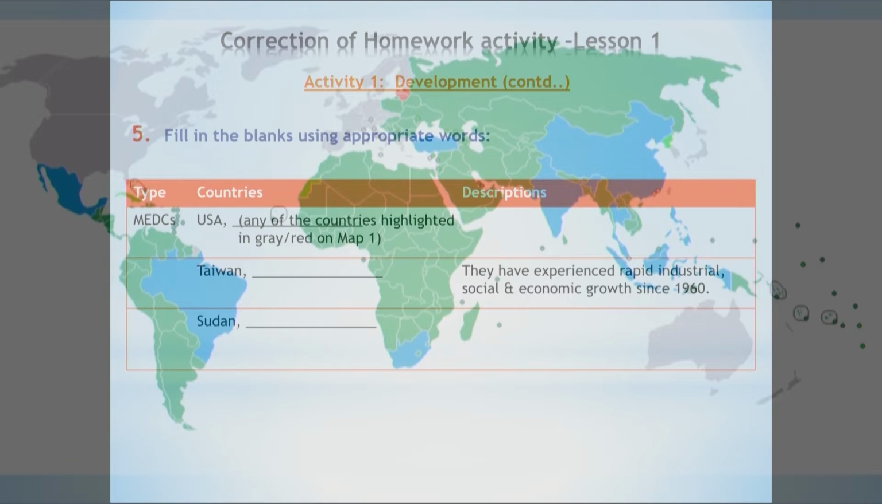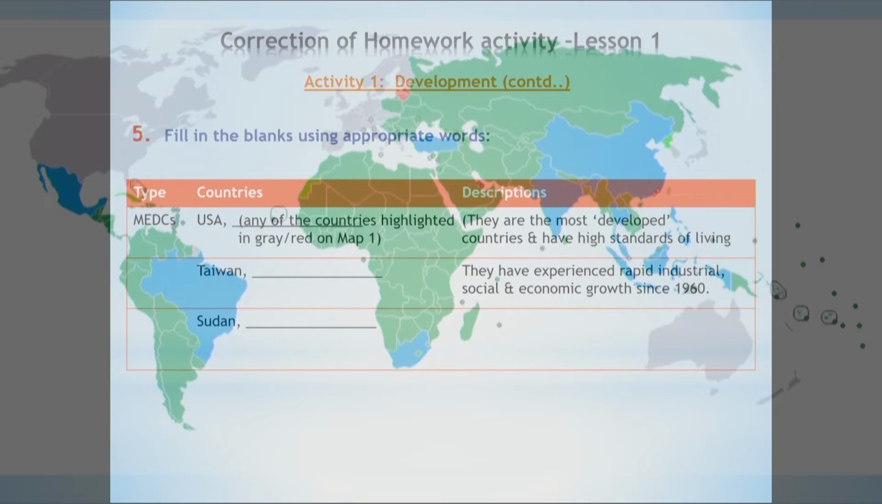All right, so next to USA you have Canada, very good. You have Alaska, you have Russia, okay, and Australia. They are the most developed countries and have high standards of living. So if you wrote anything close to that, you can give yourself a tick. The word developed should be there in your descriptions, and high standard of living. These are the 2 keywords.